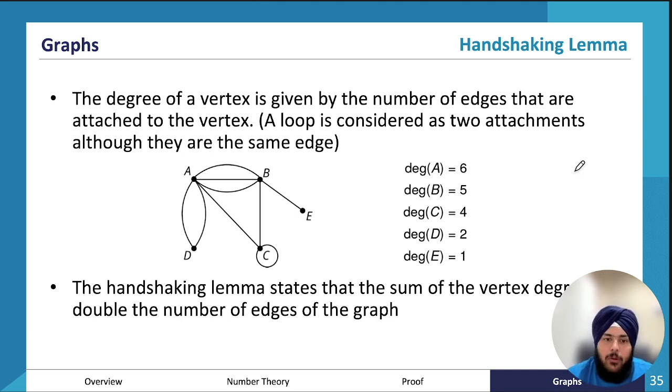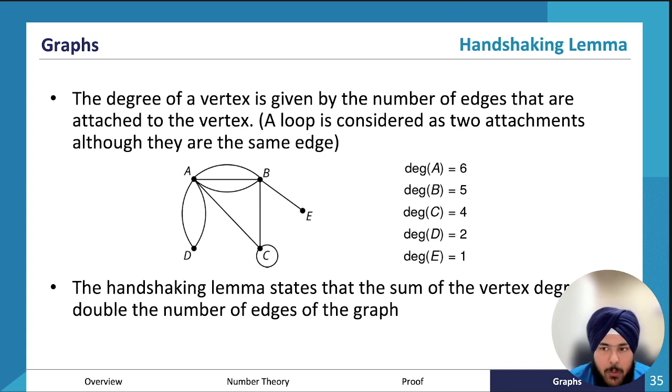So in this graph, we have the degree of A is 6, the degree of B is 5, and then 4, 2, and 1. And if we add them up together, we get 11 plus 4, 15, plus 3, 18. So therefore, we will expect 9 edges on the graph, according to the handshaking lemma. And indeed, that is the case. So we have 1, 2, 3, 4, 5, 6, 7. Sorry, how do I count this? 1, 2, 3, 4, 5, 6, 7, 8, 9. As you can see.